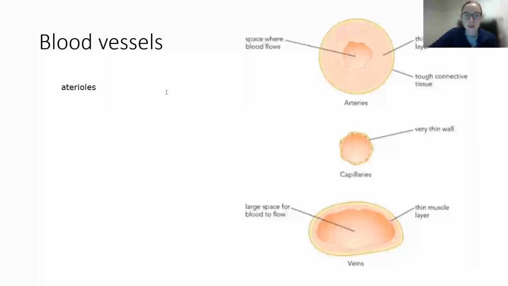So let's just draw a really simple diagram of our lungs and our heart and go into the rest of our body. So we already did our double loop before, didn't we?